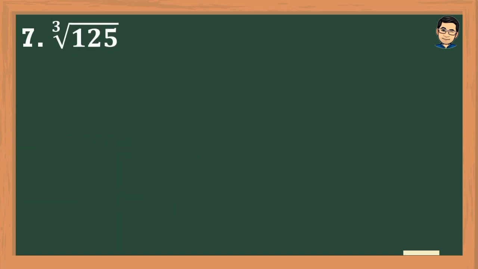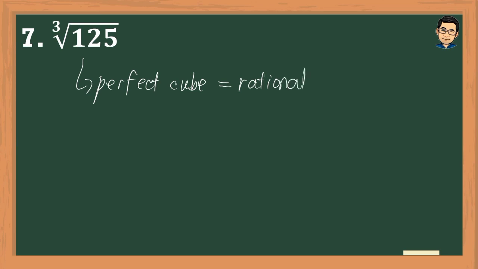Number 7, the cube root of 125. Okay, so 125 is a perfect cube. So rational. So what is the cube root of 125? That is 5. Because if we multiply 5 to itself 3 times, the answer is 125.